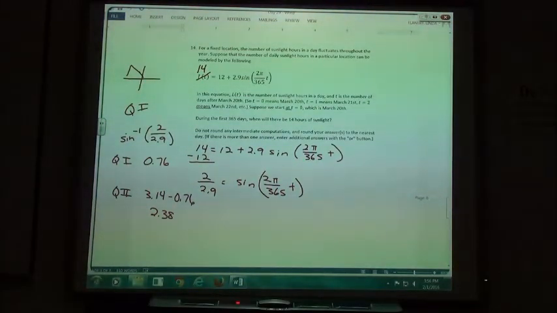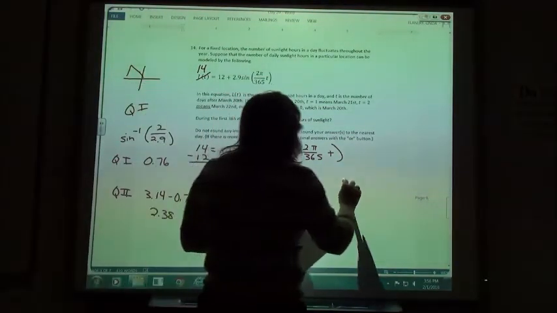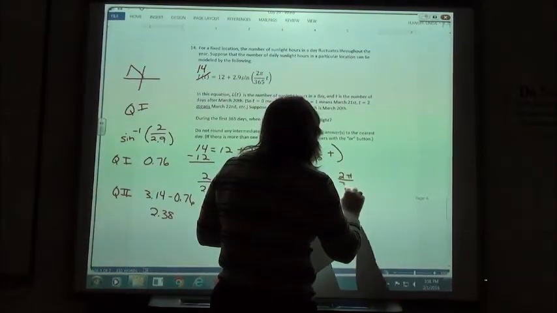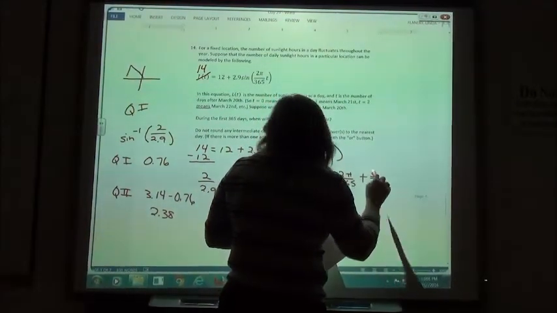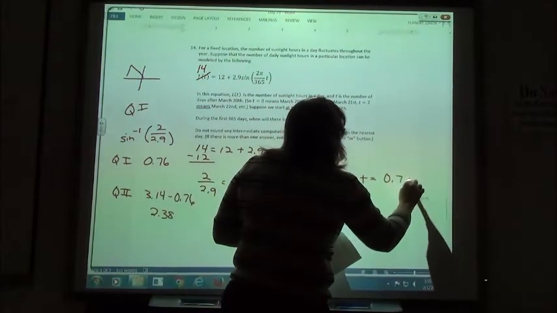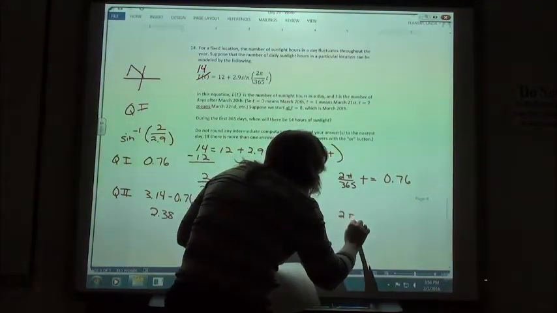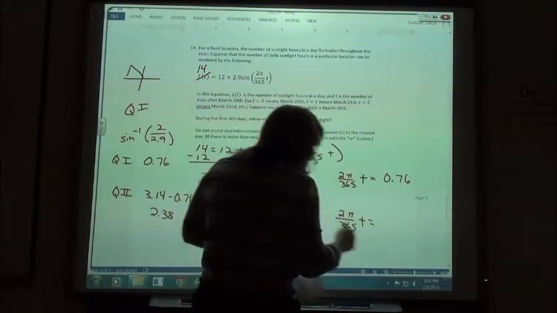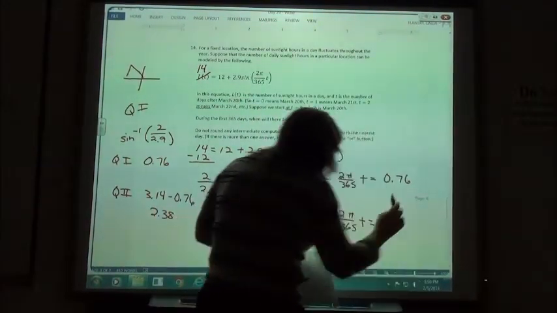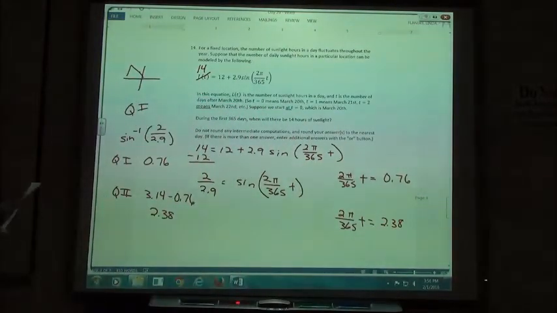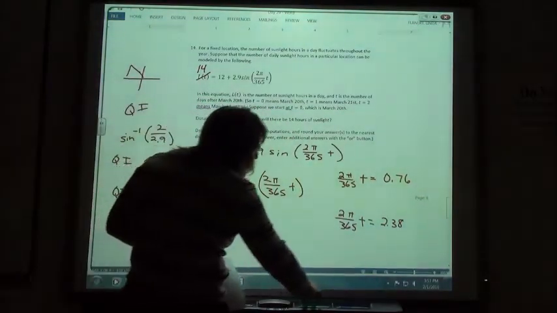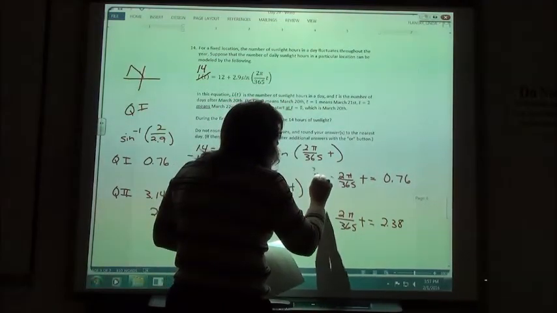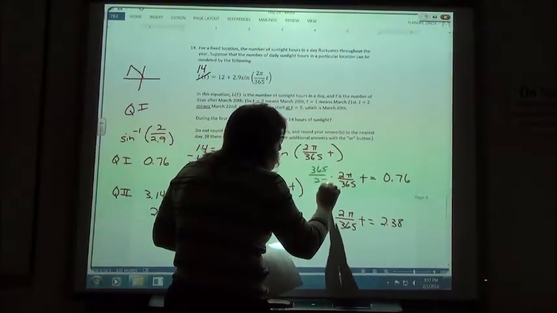Now I'm going to take each of those values and set it equal to my 2 pi over 365t. So 2 pi over 365t either equals 0.76 or 2 pi over 365t equals 2.38. If I'm going to solve that for t, I have to multiply by the reciprocal, so I'm going to multiply by 365 over 2 pi.